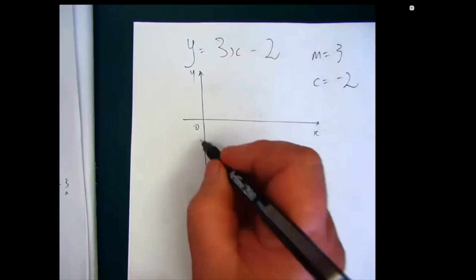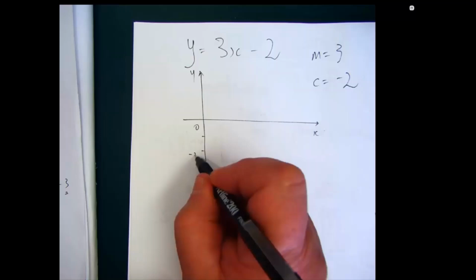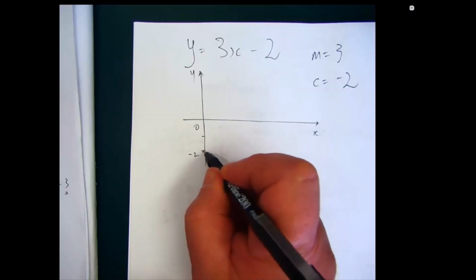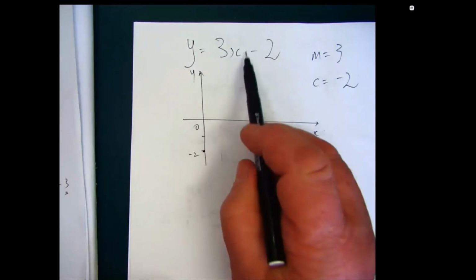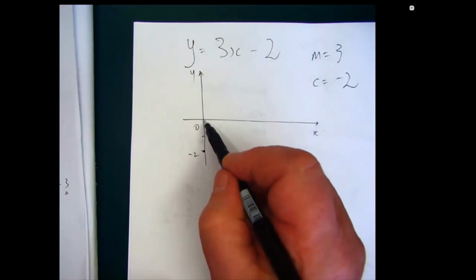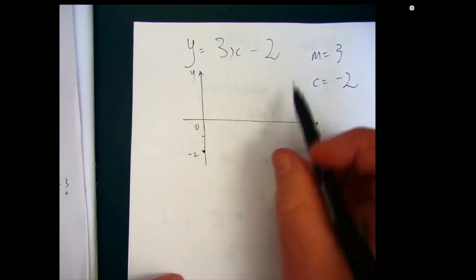So here we go. If I go down to negative 2, then the graph is going to go through there. It's going to intercept at that point. So when x is nothing here, y is down here. This is fairly steep, okay?